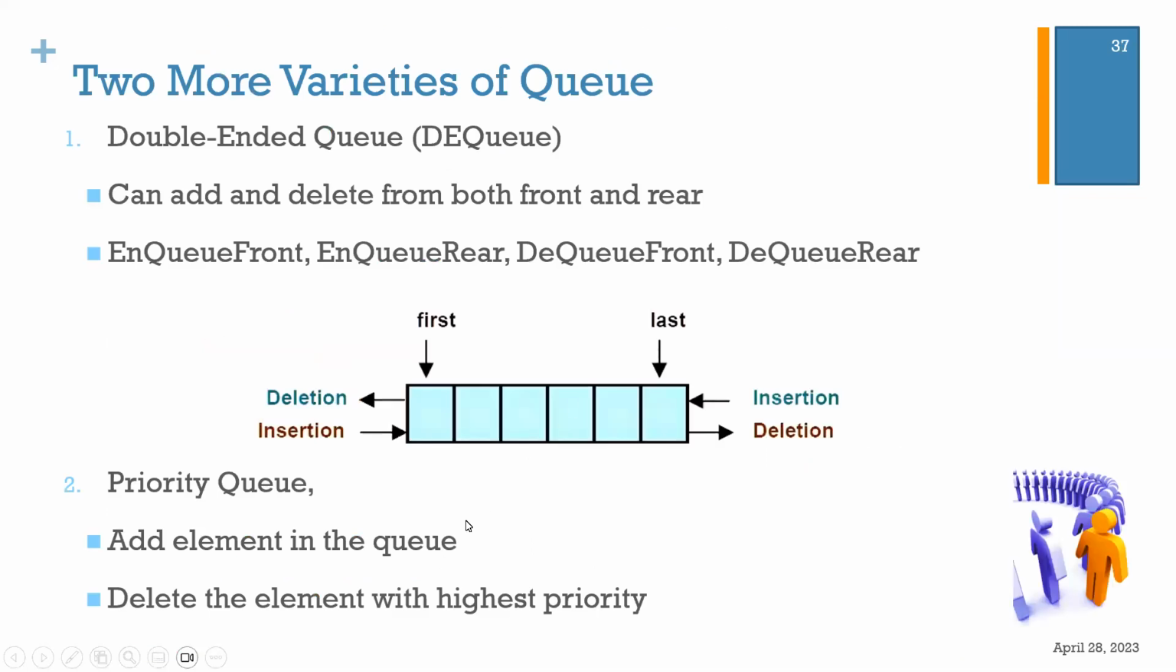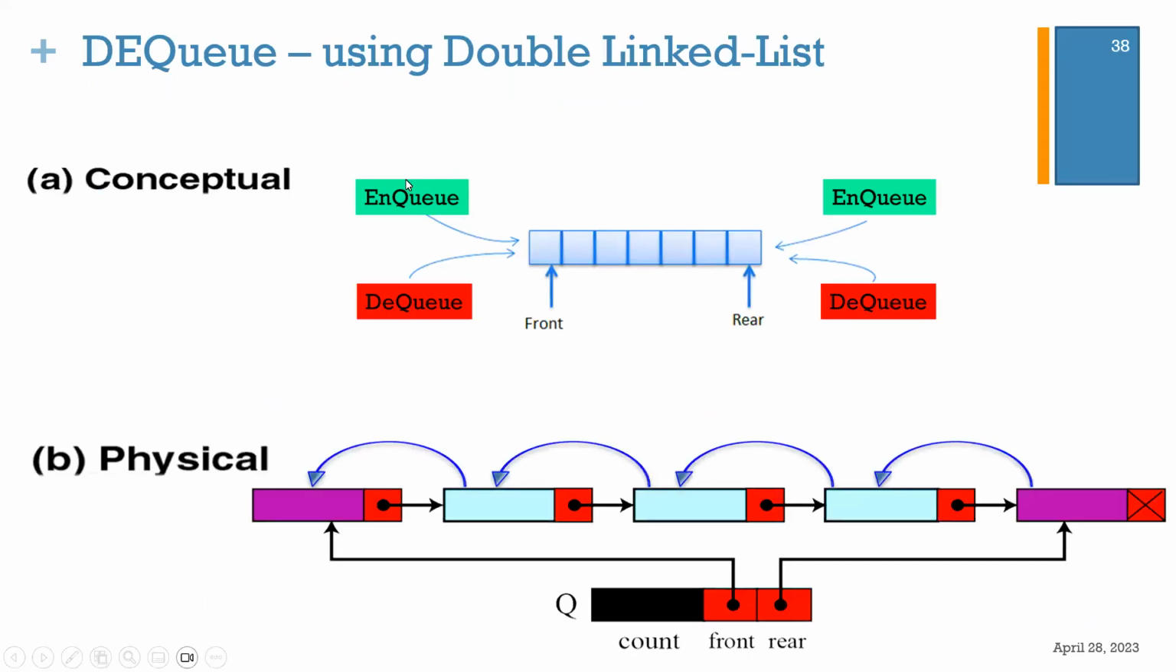We can use a double-ended queue, where we can add and delete from both front and rear. So we have two options to insert or remove, from front or from rear. So this is enqueue front, enqueue rear. Also, we have dequeue front and dequeue rear. This is using a double-ended queue. If we have a double-ended queue, we can enqueue and dequeue from both front and rear. This is the conceptual view. Also for the physical, we can use rear and front in the same way.